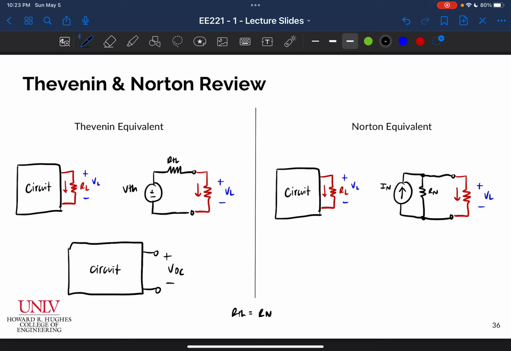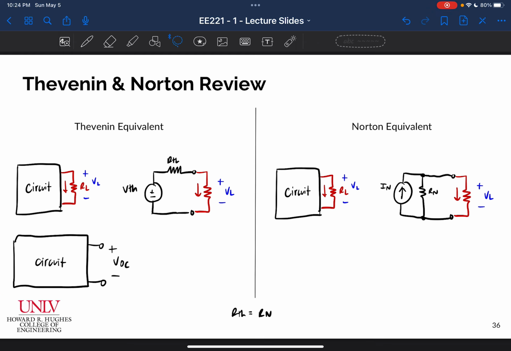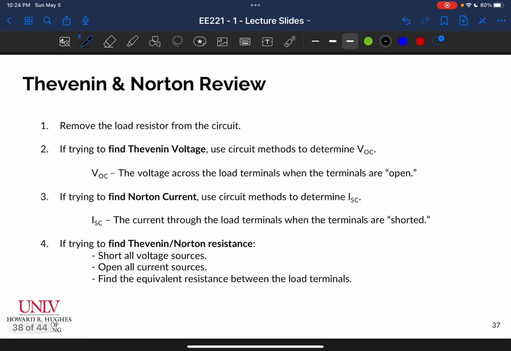So the open circuit voltage is the voltage between those two terminals, and that would give me my open circuit voltage, which is then going to be my Thevenin voltage in my Thevenin equivalent. These two are equivalent to one another. So that's the open circuit voltage.